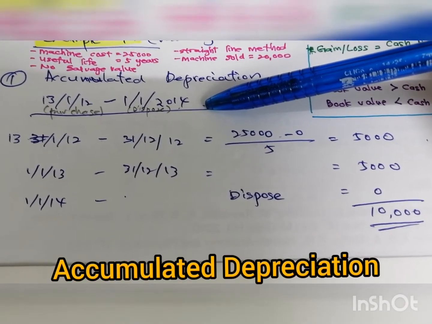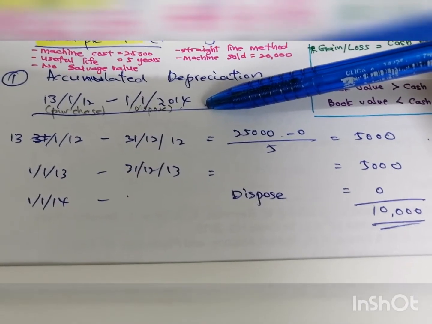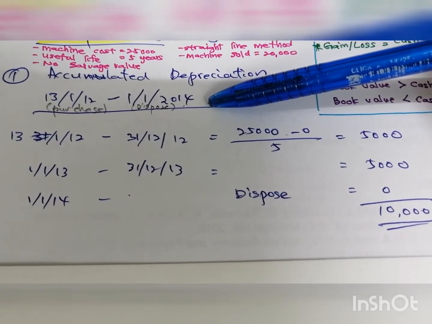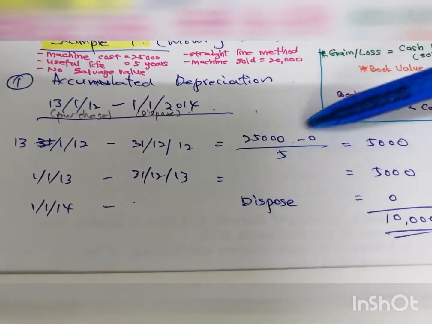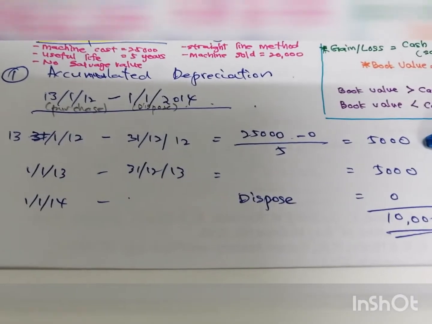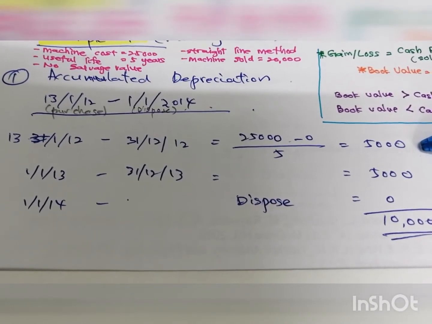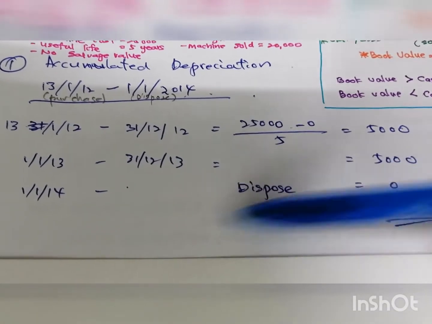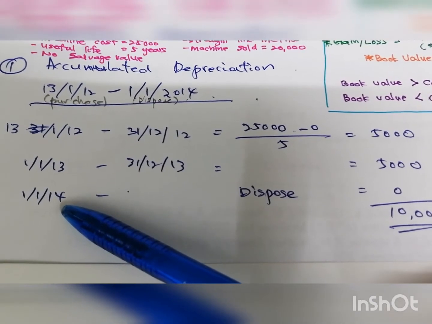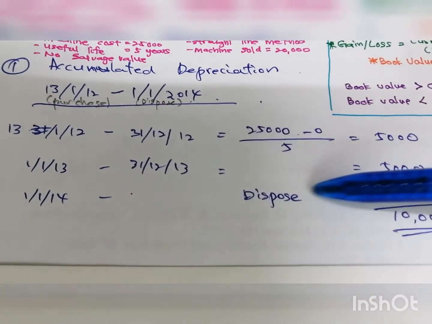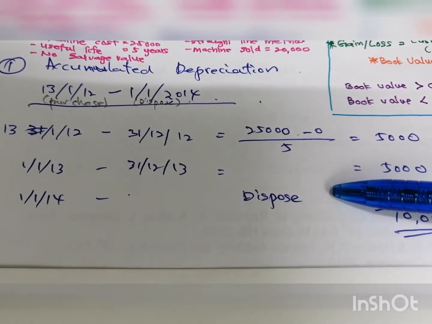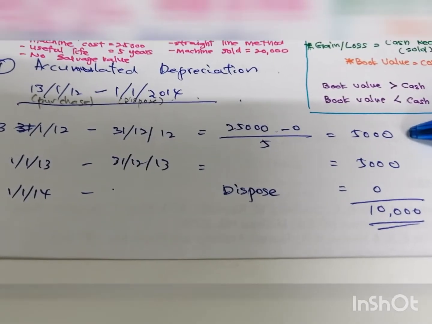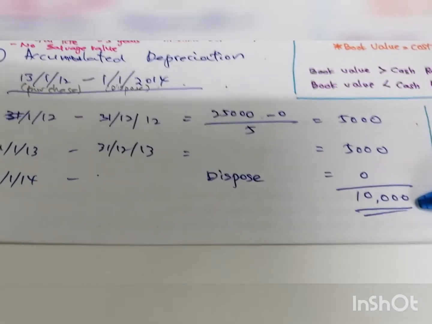As we know, the machine is purchased on 13 January 2012 and disposed on 1st January 2014. So, for the first year, we know that the accumulated depreciation is 5,000. Second year is 5,000. As we dispose the machines on 1st January 2014, there is no depreciation expense, so this is 0. So total for accumulated depreciations is 10,000.